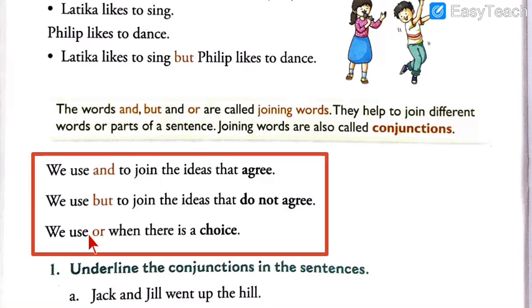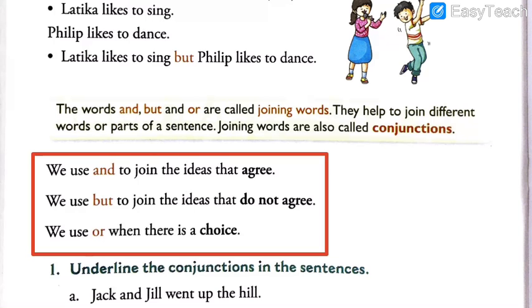Third is or. We use or when there is a choice. For example, if you go to a gift shop to buy a gift for your mother's birthday, you will say that I like this, this and this. Your sister says either you can buy the first or the second. Now you have the option.